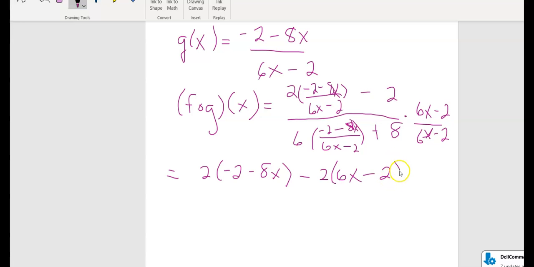All right. Now let's do the same thing on the bottom. Let's take this 6x minus 2 and multiply it times this entire denominator. When we multiply the 6x minus 2 times this first term, it cancels out with this denominator, and we have left this 6 and the negative 2 minus 8x. And then the 8 doesn't have a denominator, so we still have to multiply it times the 6x minus 2.